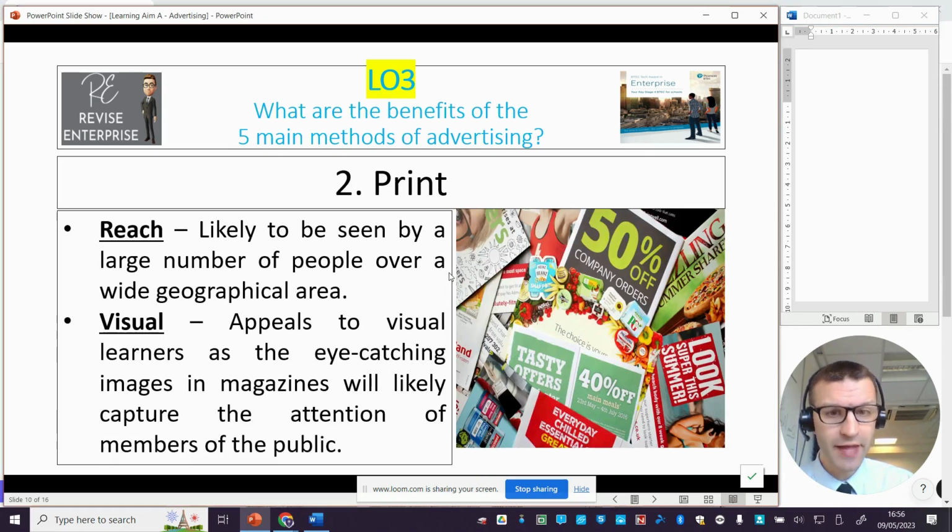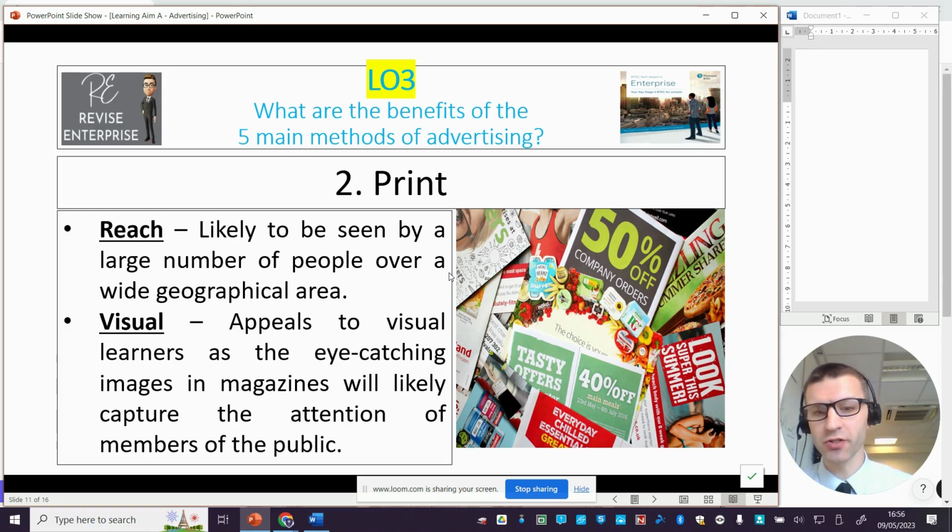Okay, so next method is print. Some benefits for you to help you. The first one is reach. It can be seen by a large number of people over a wide geographical area, especially when the same customers in a similar area are seeing the same products and services being advertised through their letterbox within their neighborhood as well. Secondly, it can be quite visual.